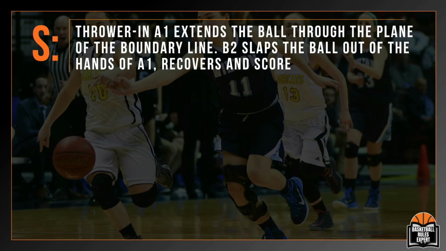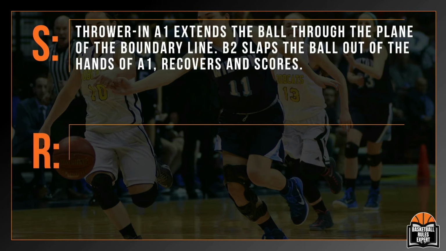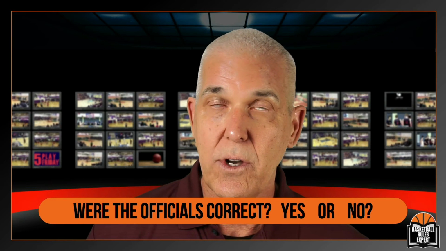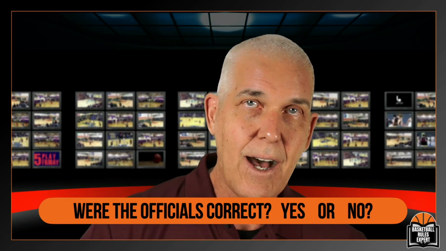Throw-in: A1 extends the ball through the plane of the boundary line. B2 slaps the ball out of the hands of A1, recovers, and scores. The officials rule a player technical foul on B2. Were the officials correct? Yes or no? Player contacts the ball out of the thrower's hands, retrieves the ball, and scores. Right? We know that a player is not allowed to contact the ball when it's in the thrower's hands.